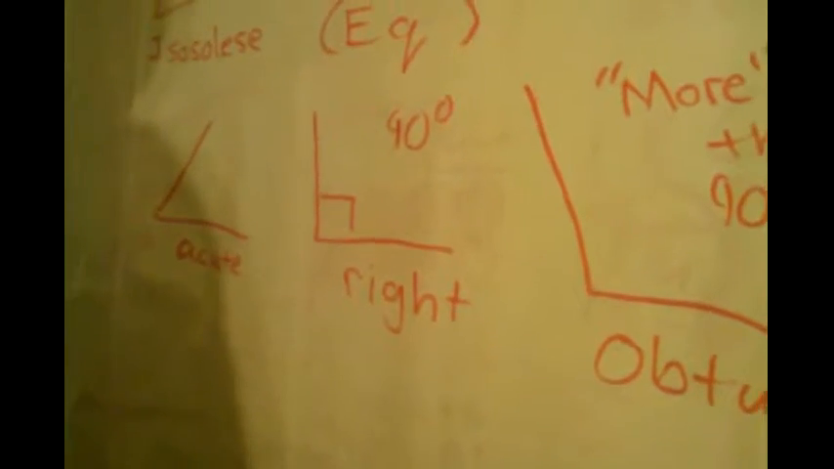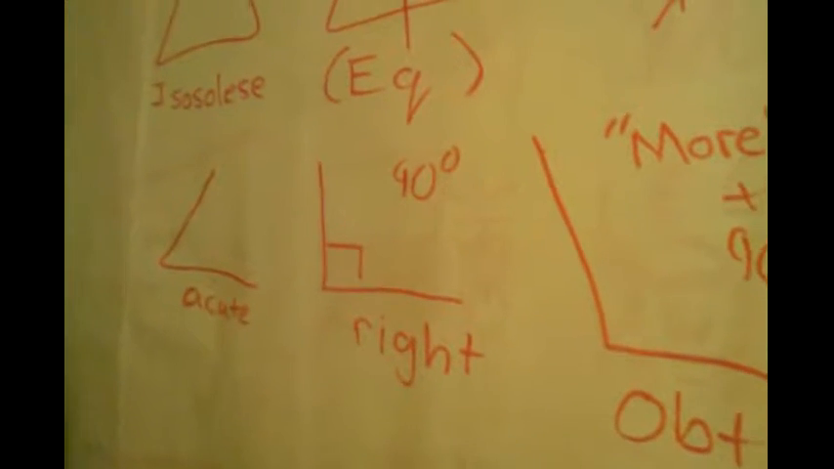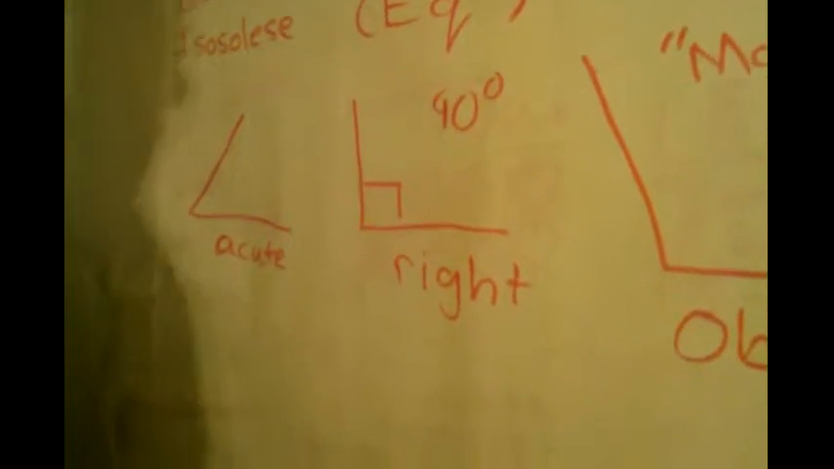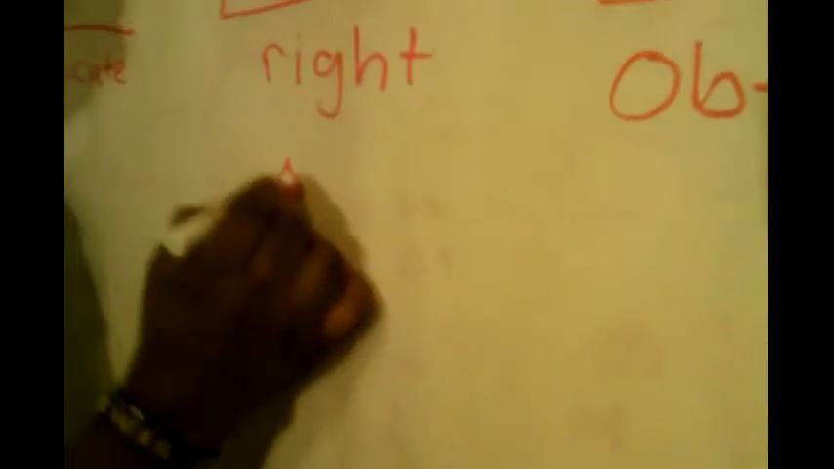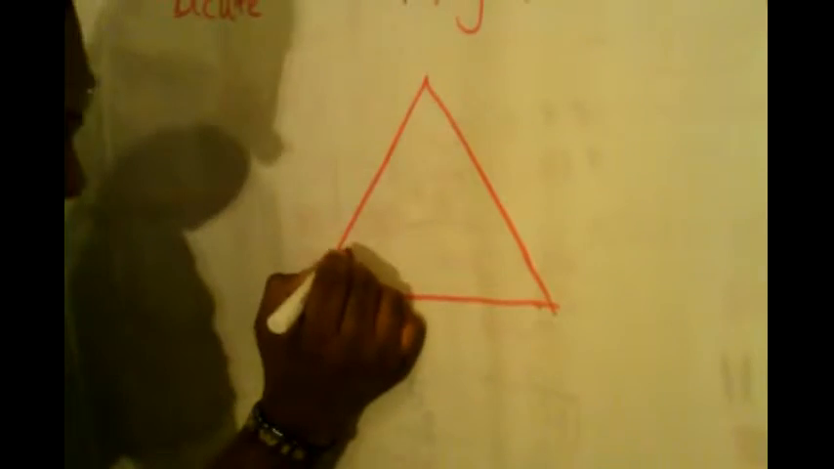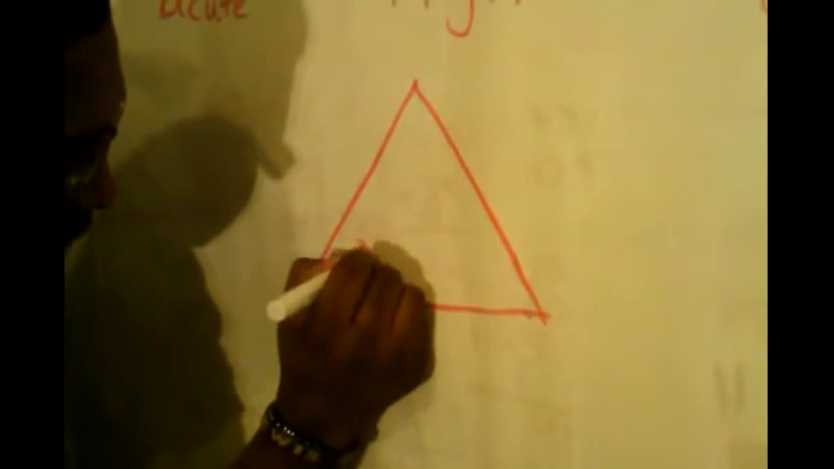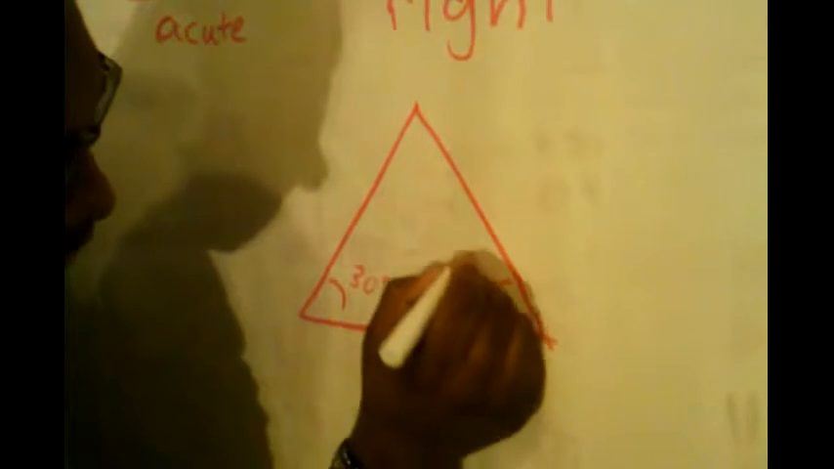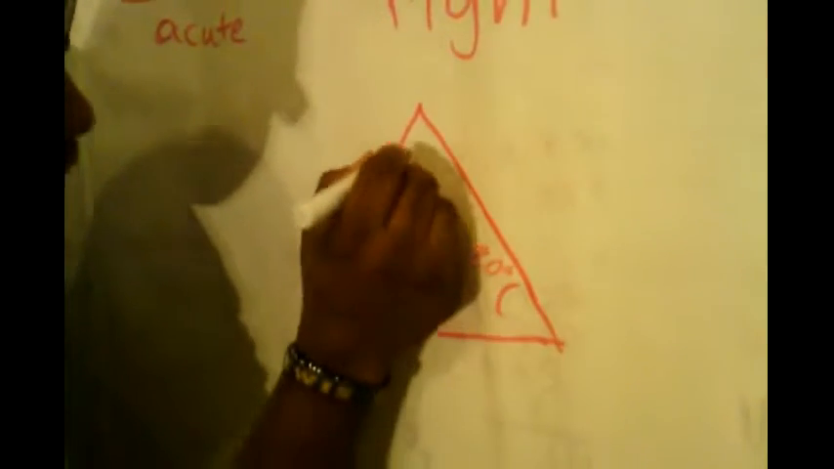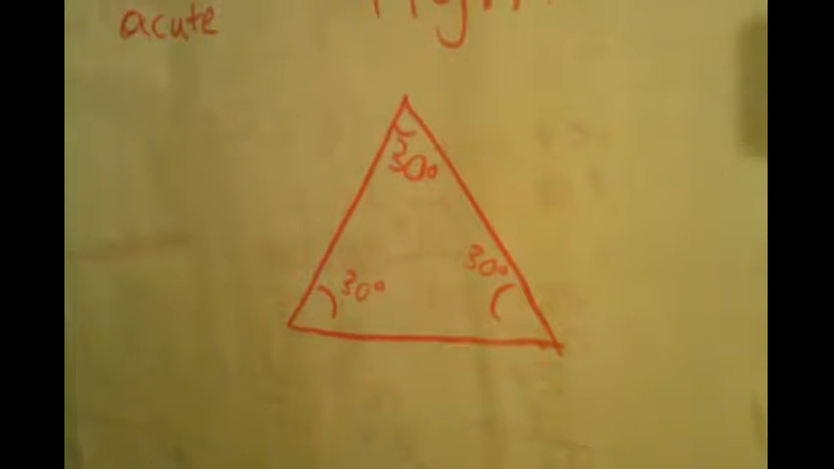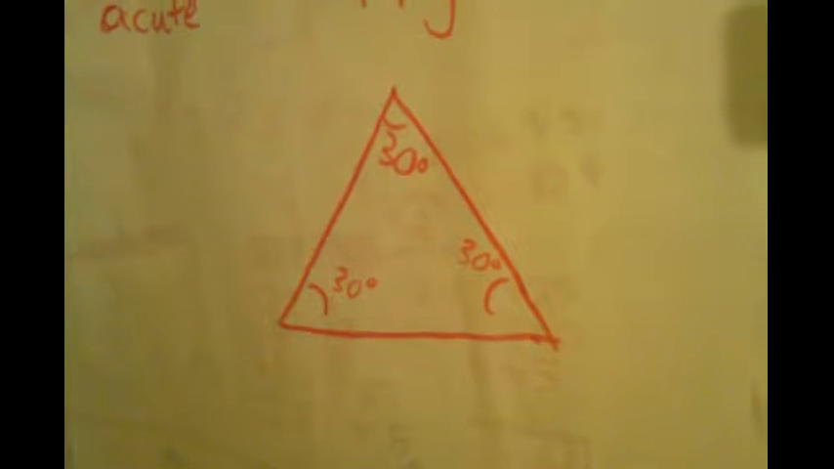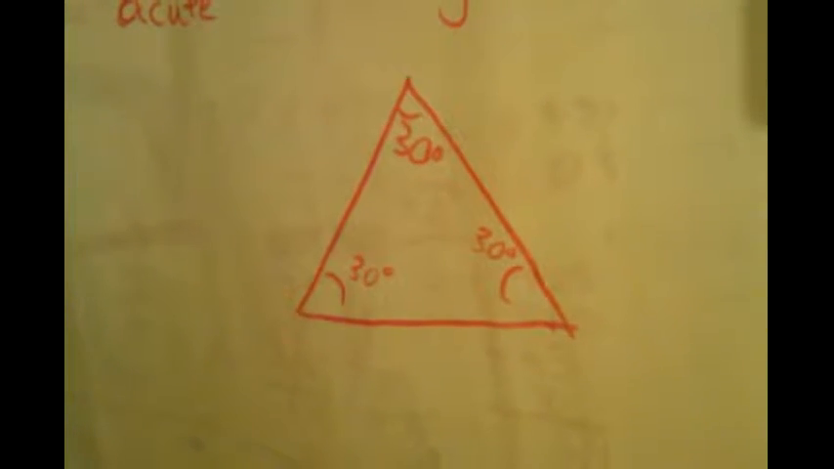Let me see, how can we start? Okay, we're going to start off with some practice triangles. Okay, now, may I have a volunteer? Quincy, come to the front.